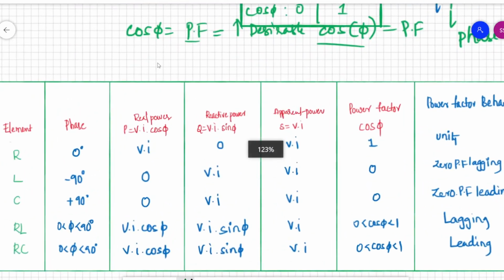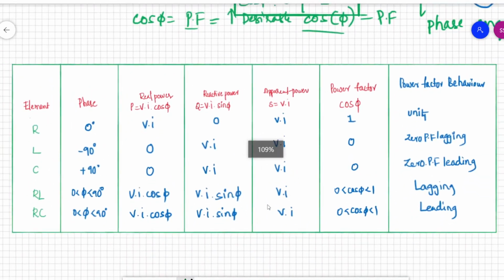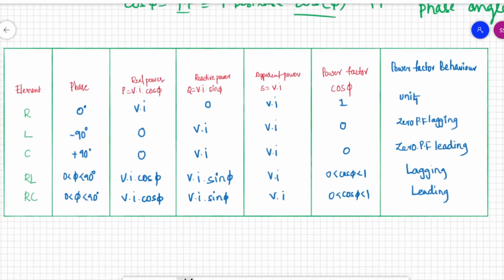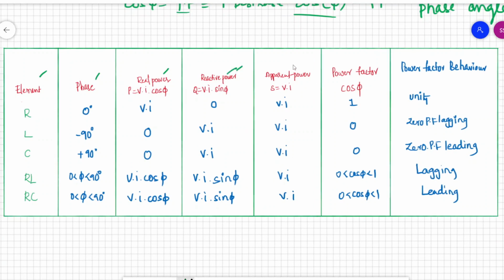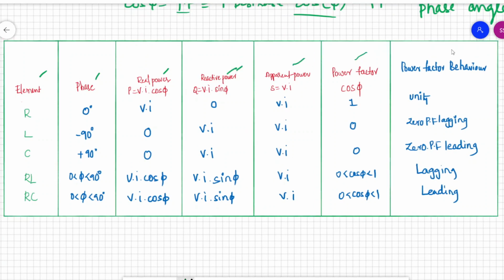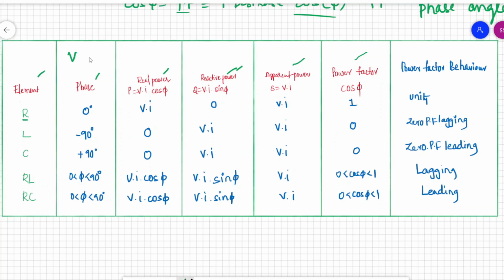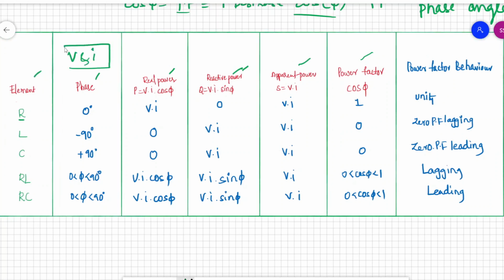Now let us see all the factors here at one place. Here I have considered the element and phase angle, real power, reactive power, apparent power, power factor and power factor behavior for each and every element. So for R, that is for resistor, what is the phase angle between voltage and current? That is the current phase with respect to voltage. It is 0 for a resistive load.